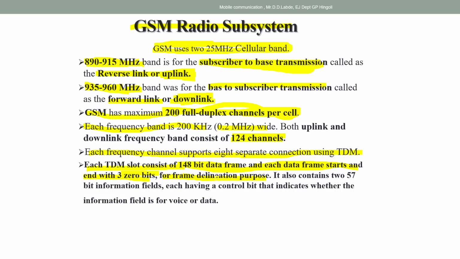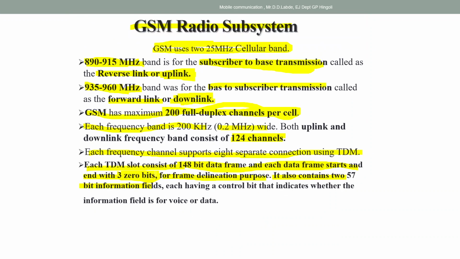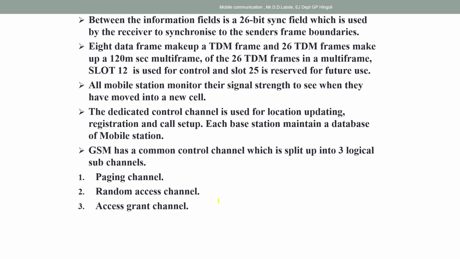For frame delineation purpose, these 3 zeros will protect your data. It also contains two 57-bit information fields, each having a control bit that indicates whether the information field is for voice or data. This is nothing but your information, which contains voice and data.